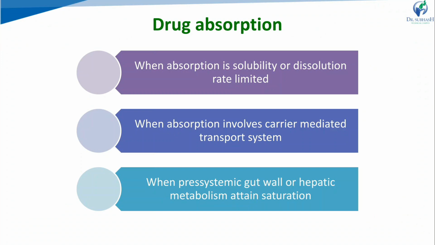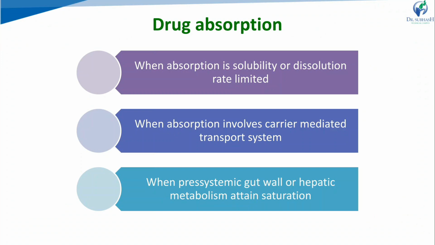The second source is when absorption involves carrier mediated transport rather than passive diffusion. Carriers are structure specific and their concentration is limited. At higher dose, the drug binds with specific carriers and after that saturation occurs. Examples are riboflavin and ascorbic acid. Saturation of the transport system at a higher dose of these vitamins results in non-linearity.